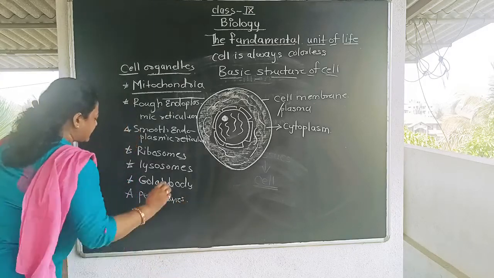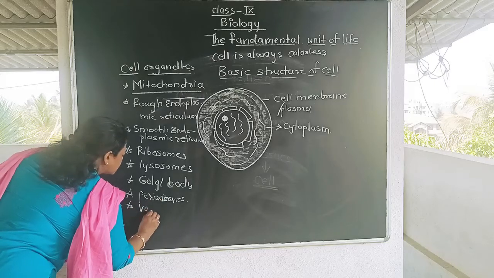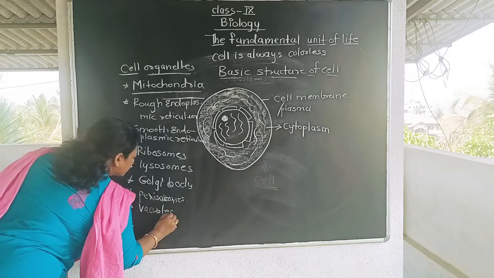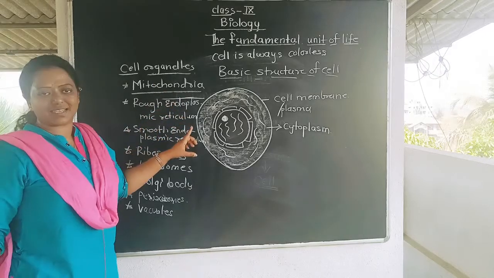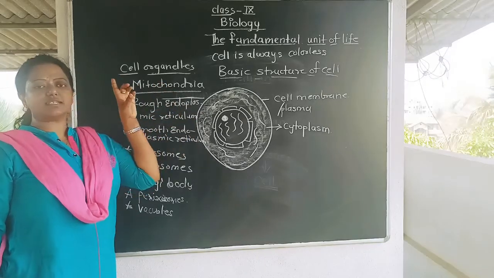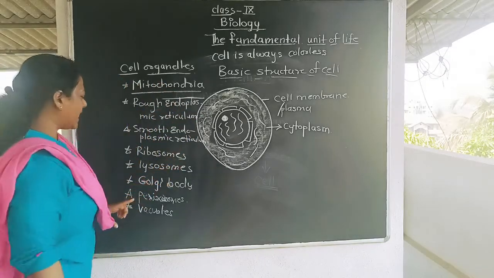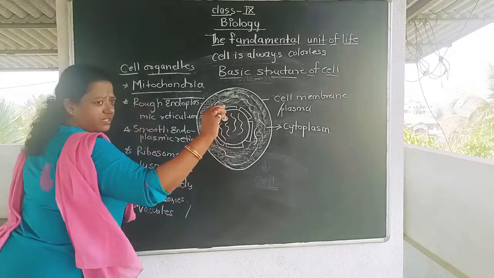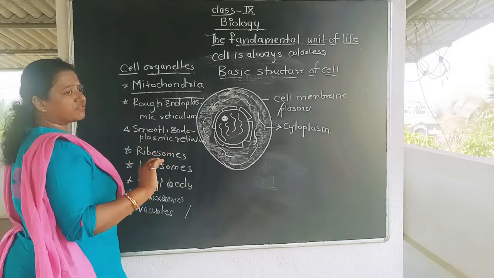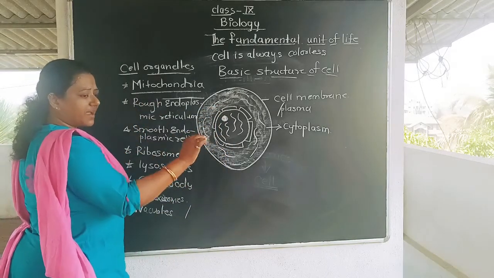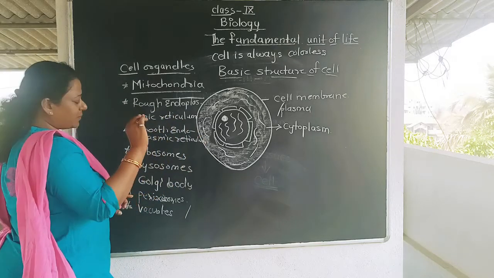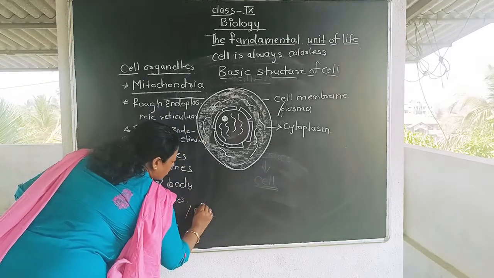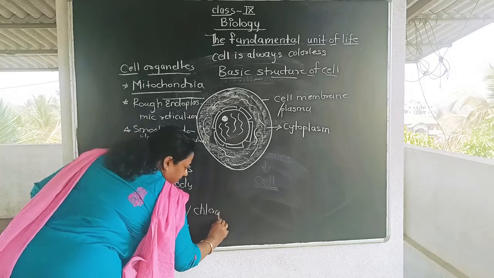Peroxisomes. Later on you will have vacuoles. And if it is a plant cell, then one more important cell organelle would be present, and that is called... a very important one. This is the VIP organelle of a plant cell, because of it plants can prepare their own food. So it's the VIP cell organelle of the plant cell, and that is called what? Chloroplast. Okay, if it is a plant cell.